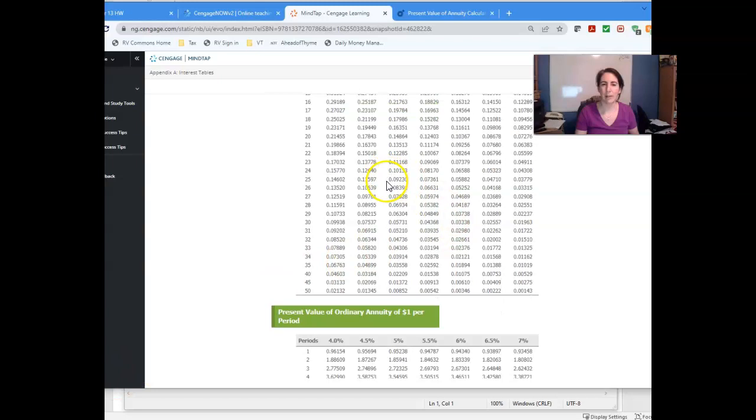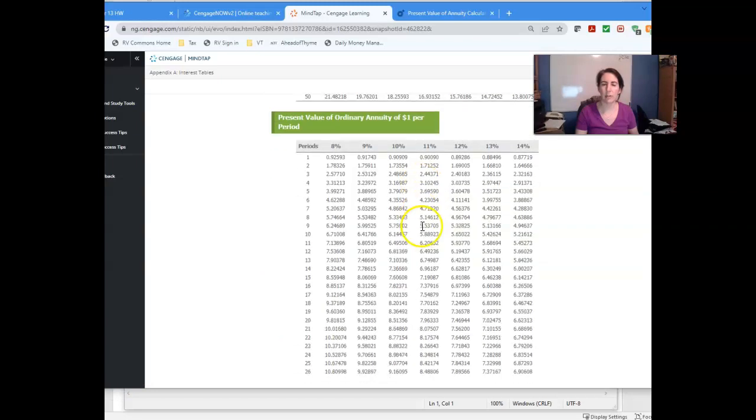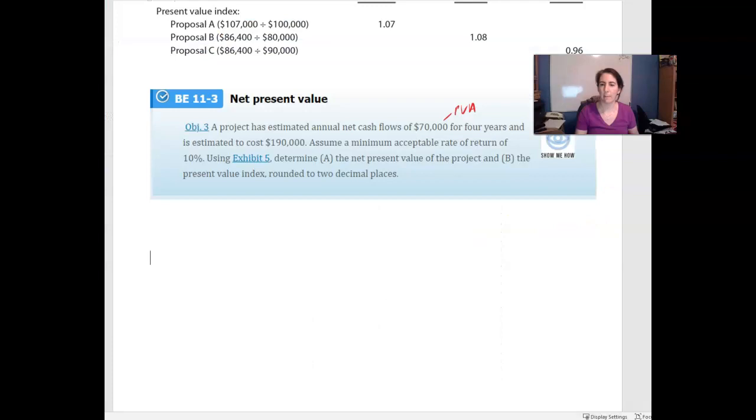All right, present value of an annuity. Here we go. Oh, 10%, next page. 10% and 4 years. 3.16987. See that? Okay, so I'm going to take 70,000 times 3.16987. And that is going to come out to be $221,891. Now, what is that?